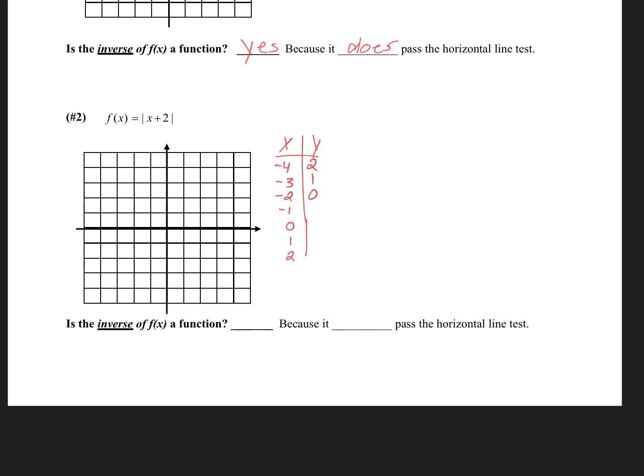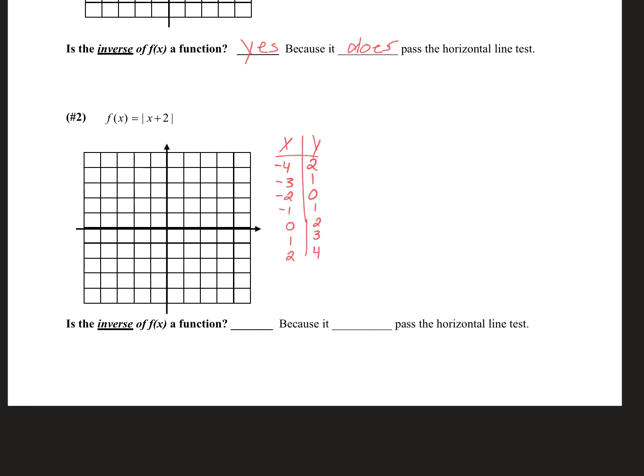And then 1, 2, 3, and 4. Okay, so if we plug in each of those values, if we plug in -1, it's going to be -1 plus 2, which is +1. Okay, we plug in 0, we get 0 plus 2, so our y is +2, and then so on. Okay, so let's plot each of these points.